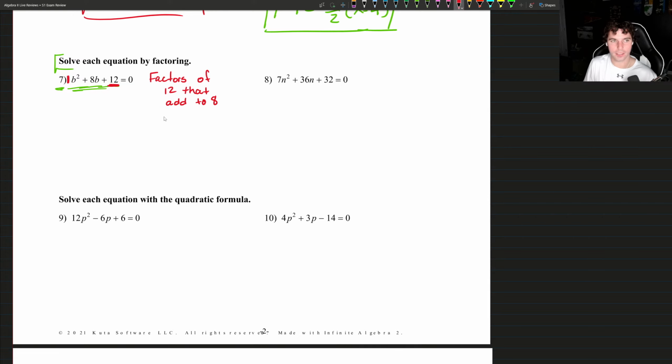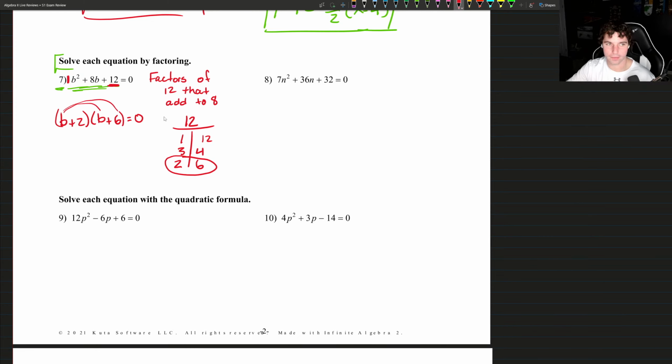Okay, so you can do a factor tree. You just got to make sure you get it right. So 1 and 12, 1 plus 12 doesn't equal 8 though. 3 and 4, 3 plus 4 equals 7, so that's not what we want. 2 and 6, 2 plus 6 is 8. So these end up being our factors. Okay, so in order to factor this quadratic, we would do b plus 2 times b plus 6 is equal to 0. And you can check this by refoiling this out. You don't have to, but I would suggest doing that. And so long as you get our original problem, you know that you factored it correctly.